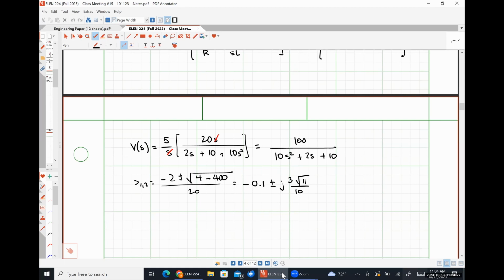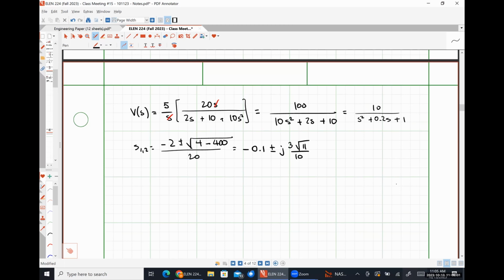What I'm going to do now is divide the numerator and the denominator by 10 so that I can get things as s squared and all of that kind of stuff, so that I don't have to worry about thinking about the math here. So 10 divided by 10 is obviously 10, and then 10 s squared divided by 10 is going to be s squared. 2s divided by 10 is going to be 0.2s, and 10 divided by 10 is just plus 1.